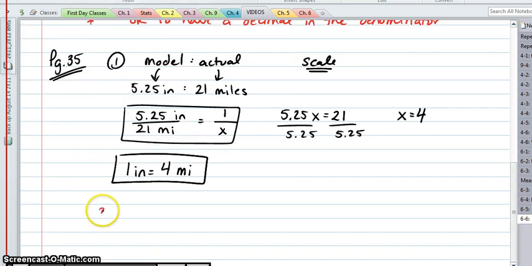Let's take a look at number 2. So Kevin drew a scale drawing of his living room. The actual room is 16 feet long. If the room is 12 inches long in the drawing, what is the scale of the drawing? So again, we want to focus on the 12 inches first.